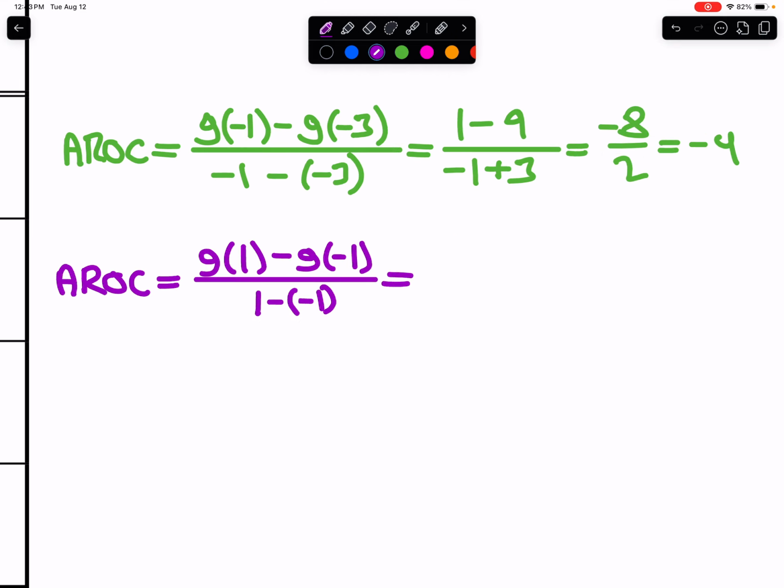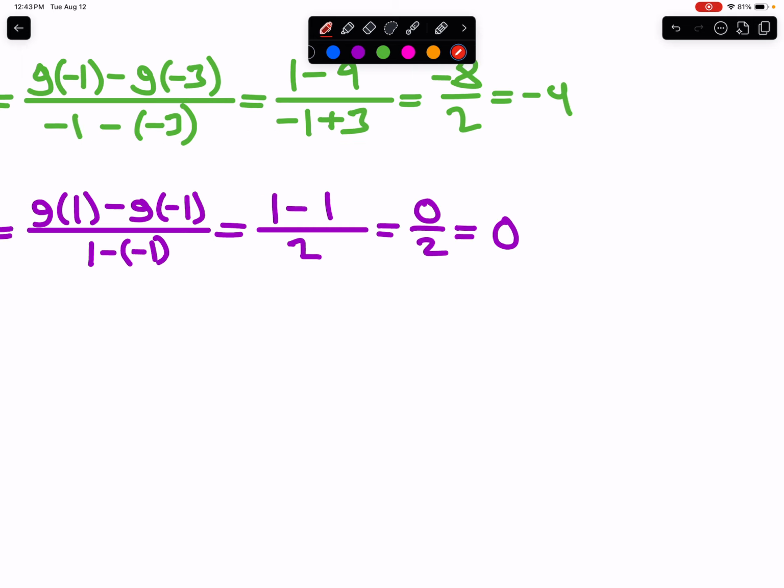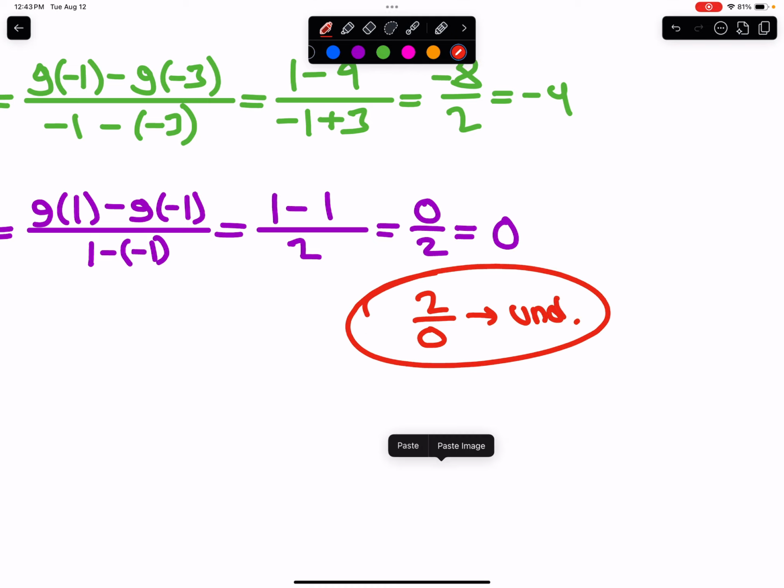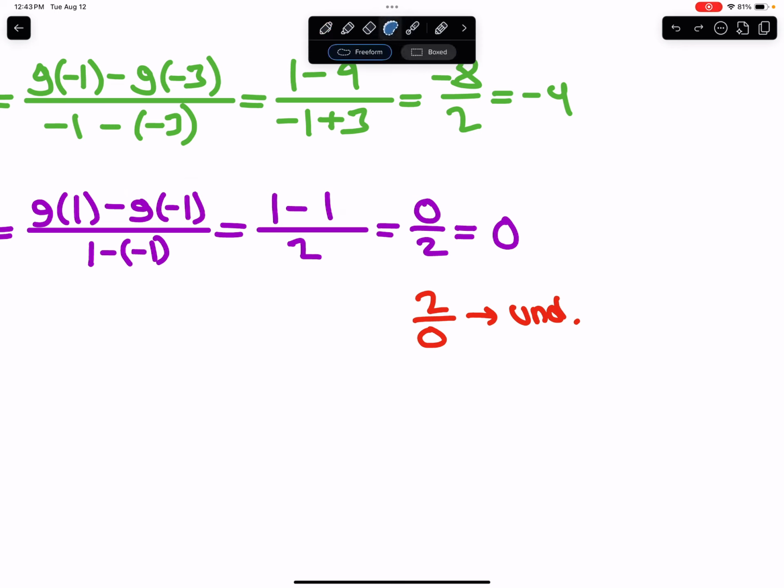So the output at 1, which is just going to be 1, minus the output at -1, which is also 1, over 1 minus -1, which is going to be 2, which means we have 0 over 2, which is 0. So be careful not to get that mixed up with 2 over 0. 2 over 0 is undefined. Remember, the one number you cannot divide by is 0. So this is undefined. 0 over a number is 0. So be careful with that.